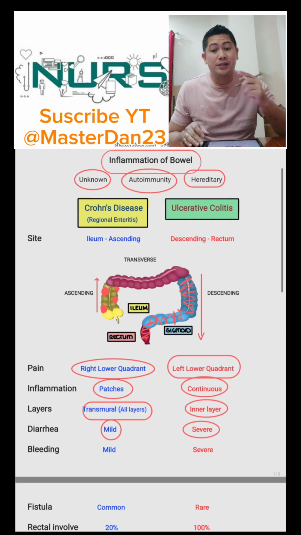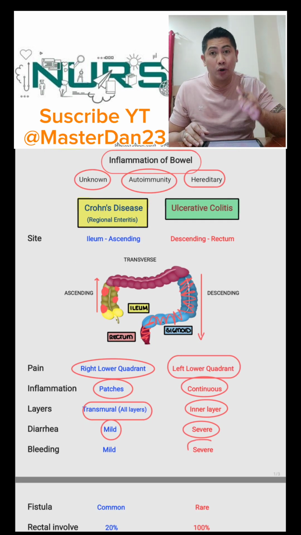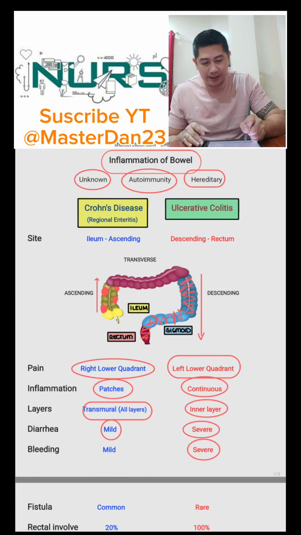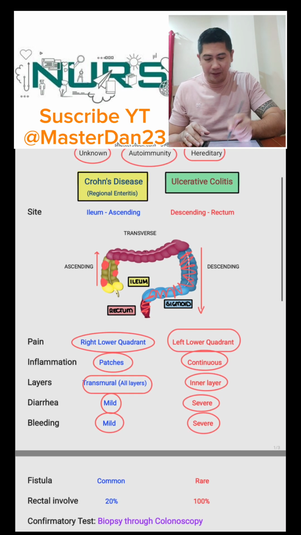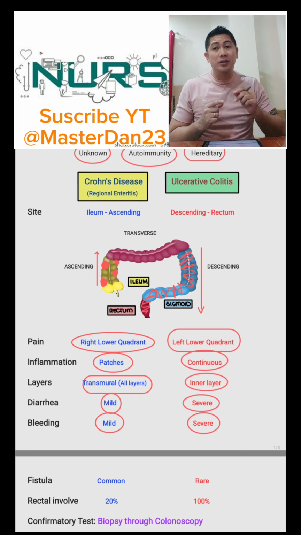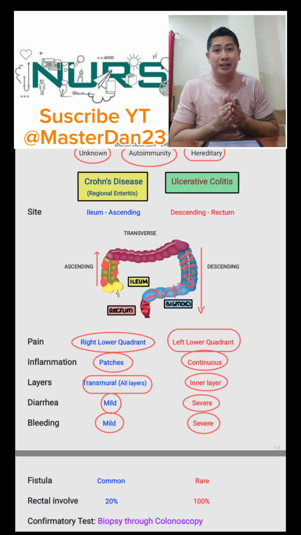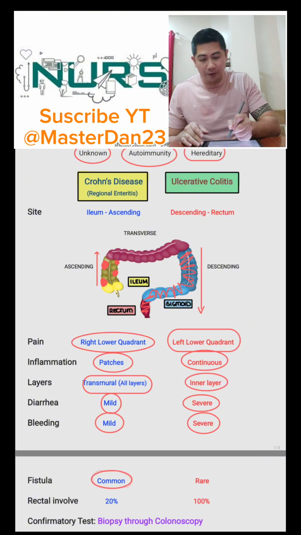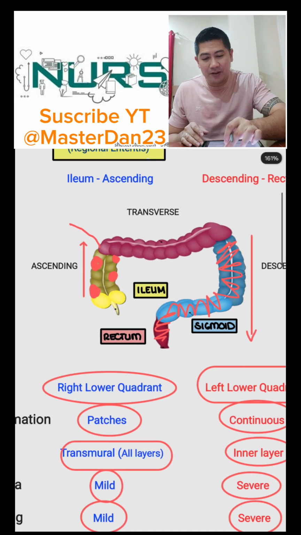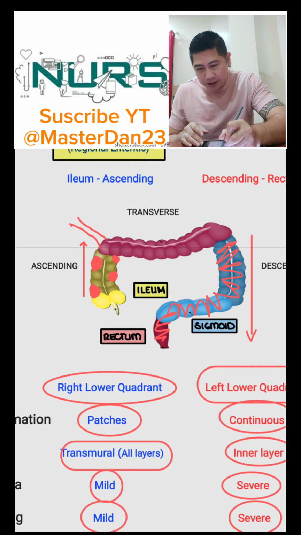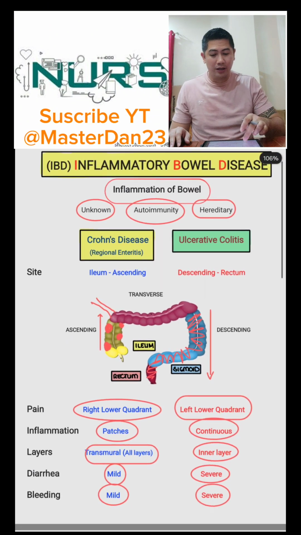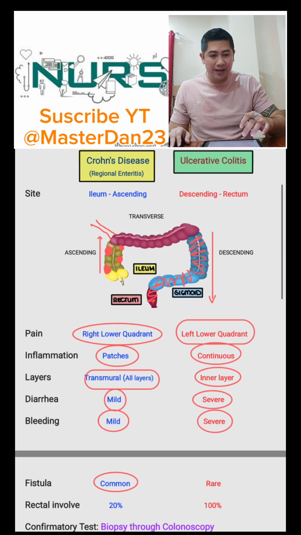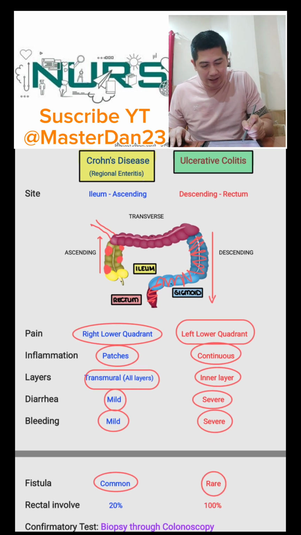However, because of the word ulcerative, there's a word ulcer, there's a wound. That is why ulcerative colitis has severe bleeding, while Crohn's disease has mild bleeding. And then, here comes fistula. When we say fistula, there is another route, an alternate route. For Crohn's disease, fistula is common. For example here, there's a fistula, another road going out from the colon. But in ulcerative colitis, fistula occurrence is rare.